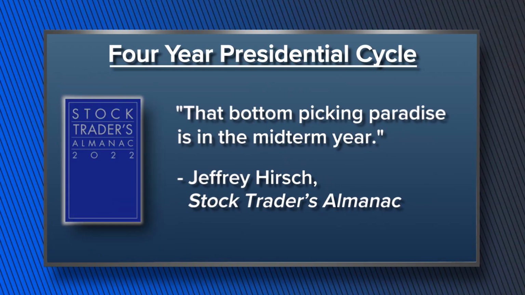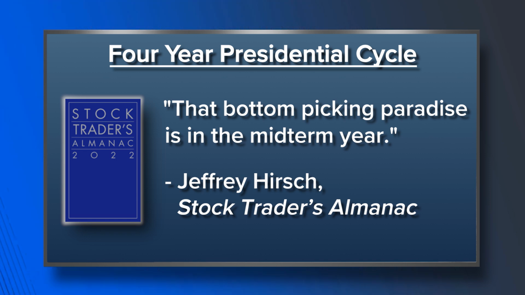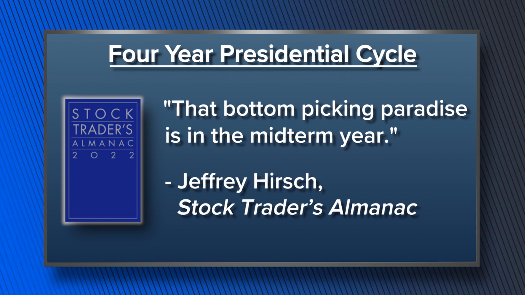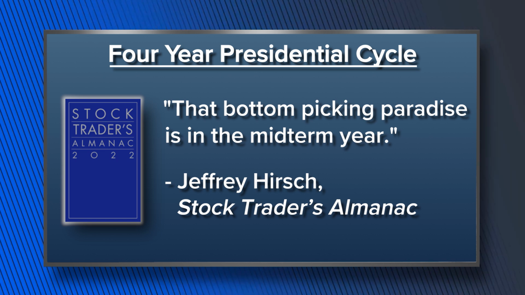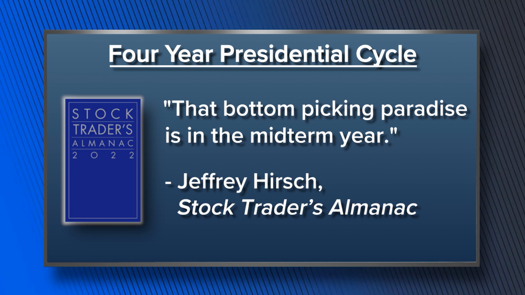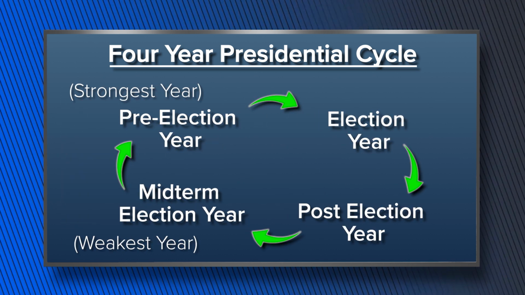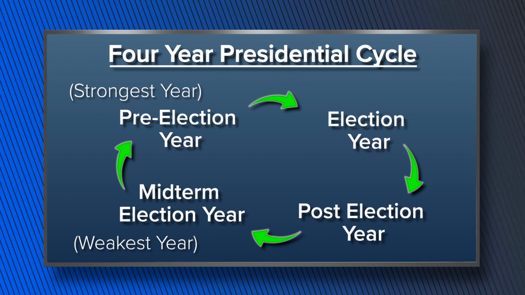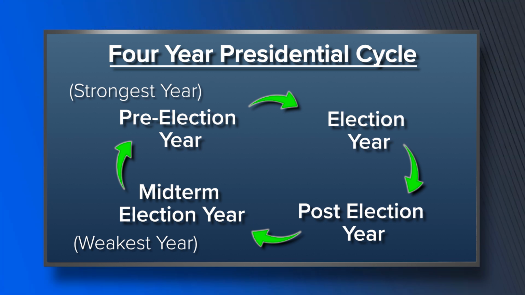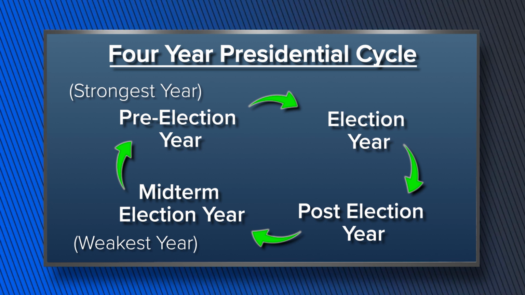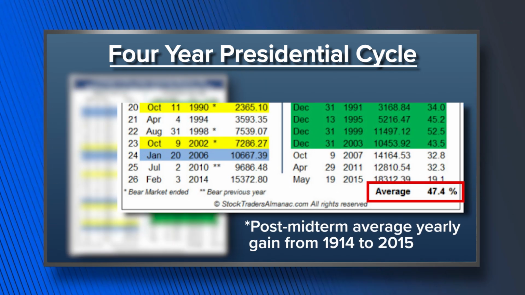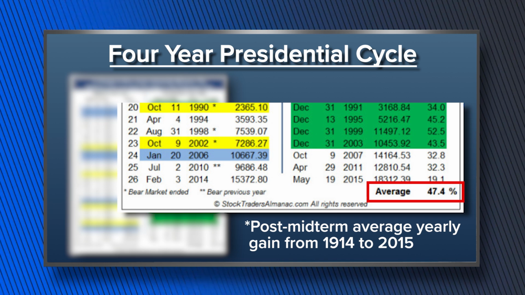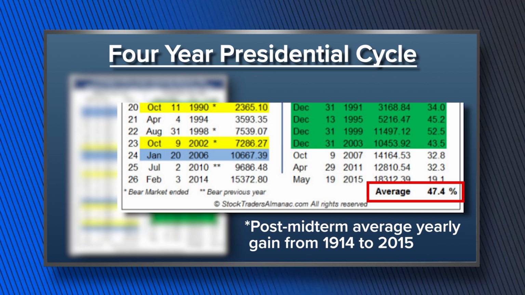When I asked Mr. Hirsch, remember the son at the Stock Traders Almanac, when I asked him about the midterm election and what the effect is, he said, quote, that bottom-picking paradise is in the midterm year. He called it a bottom-picking paradise. I like it. Had to repeat it. The pre-election year, 2023, next year, is hands down the strongest year of the 4-year presidential election cycle. Since 1914, the Dow gained 47.4% on average from the midterm election year to the following year, the pre-election year.